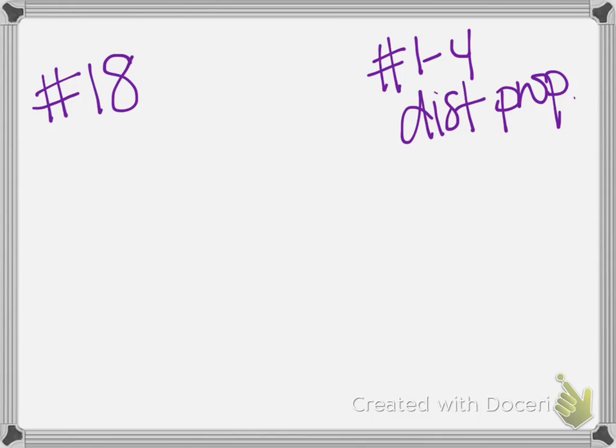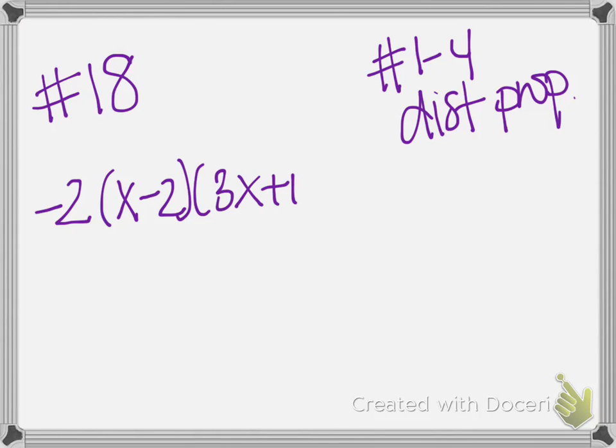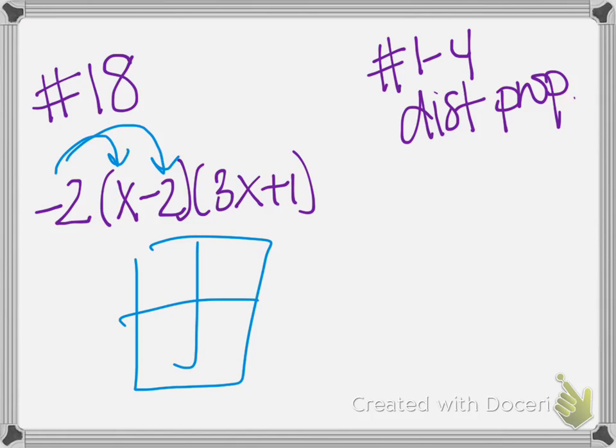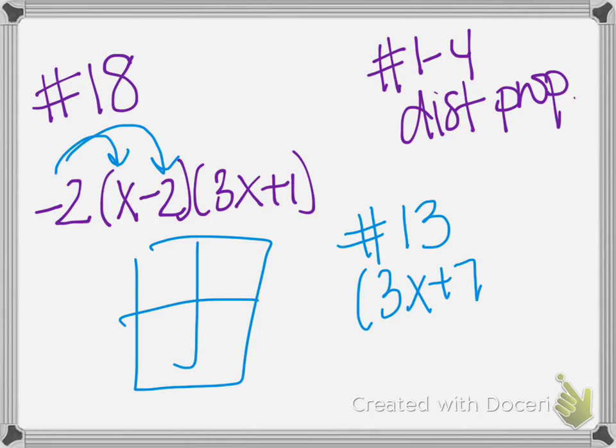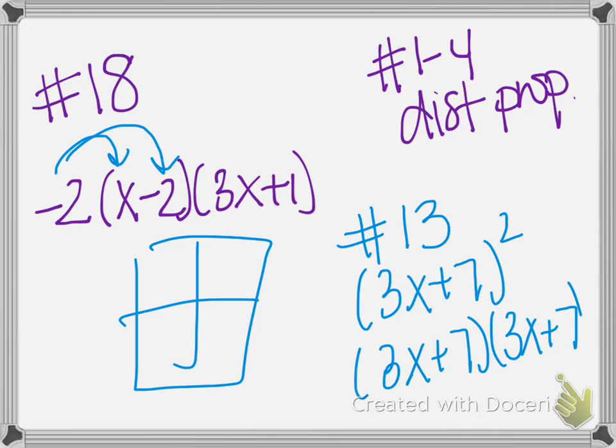But when you get to question 18 and you have that negative 2 in the front, start with just distributing the -2 to the first parentheses. Once you do that, then use your rectangle and multiply those other two together. The only other hint I'm going to give you is on question number 13. When you multiply 3x plus 7 squared, remember that means to multiply 3x plus 7 times 3x plus 7. So make sure that you use a rectangle there to multiply those.